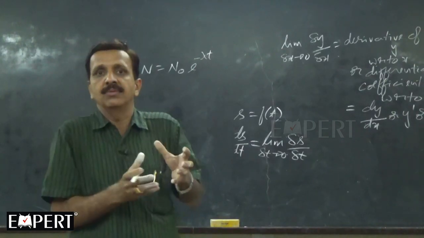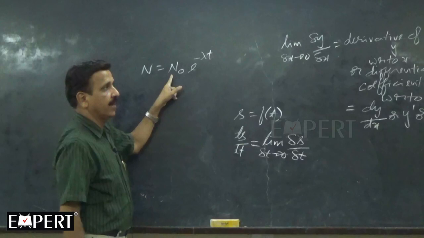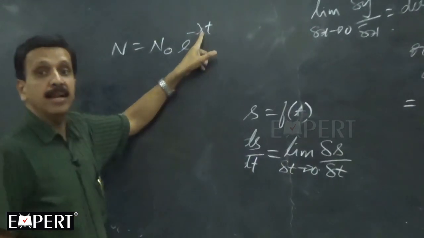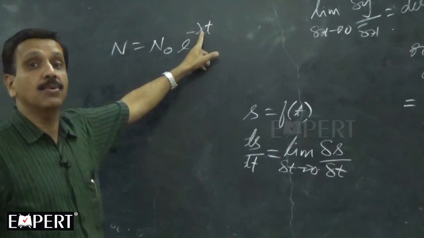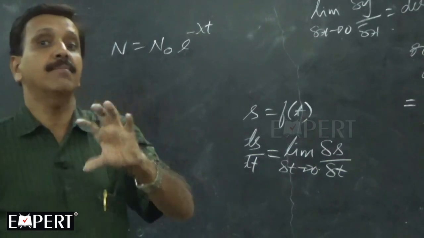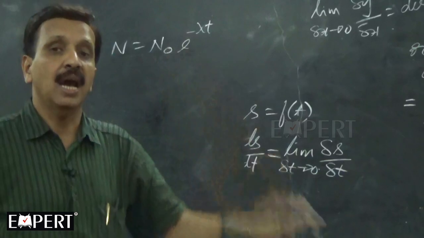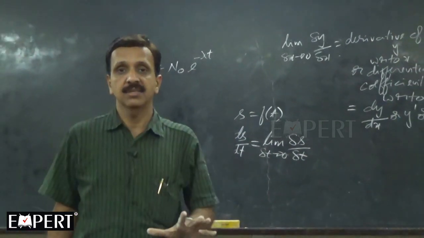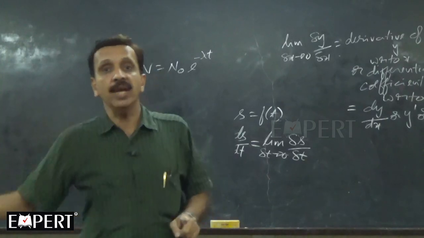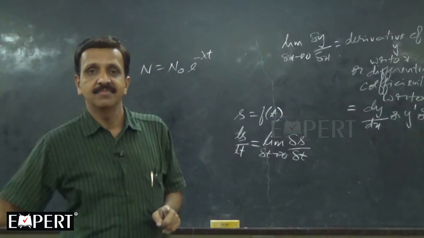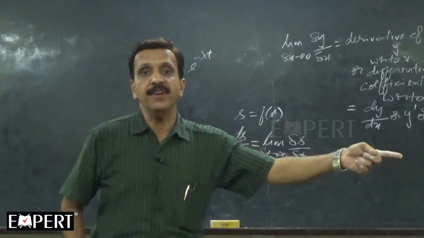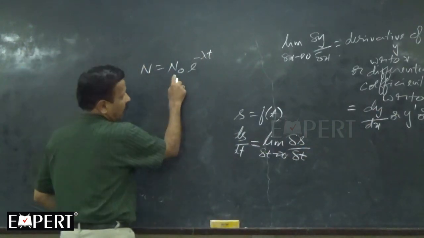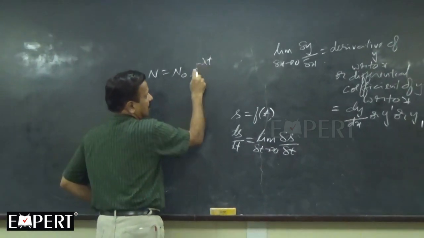At the beginning, how much is it? It is a fixed value. N0 is the initial number of atoms. This is not a variable. This is a fixed constant, and lambda is a constant for a given radioactive element. For radium, lambda is something. You take 1 kg, half kg, 1/4 of a kg, 10 kg, lambda is fixed for radium. But if you take uranium, lambda is different. Radio sodium, if you take, lambda is something else. N0 is constant, lambda is constant, e is constant.